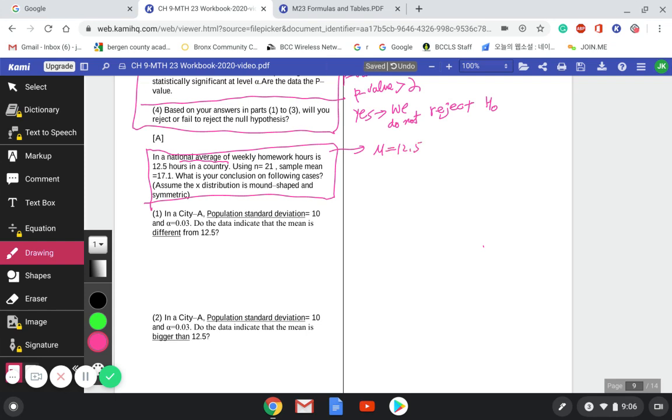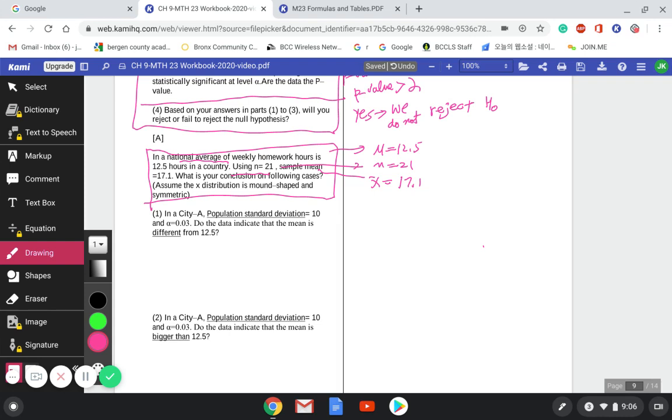Okay. And what other information do we have? We are using n as 21. So n becomes 21. And also we have a sample mean, which we use as x bar, is 17.1. Okay, so those are the conditions they gave us, and we have to use them throughout the questions of this particular condition.